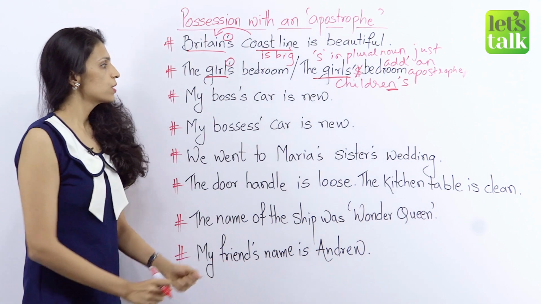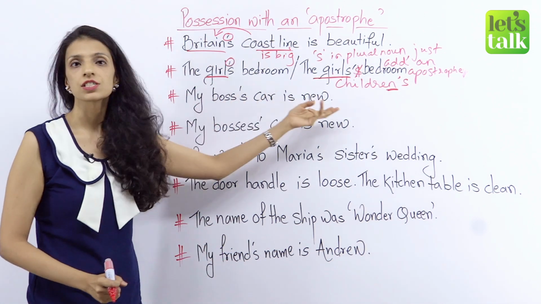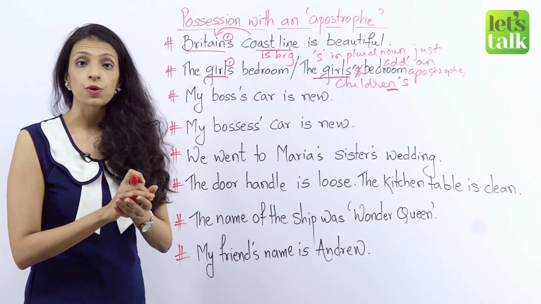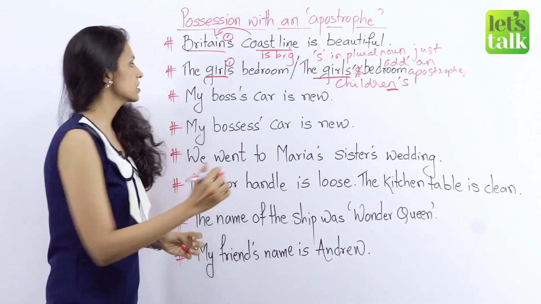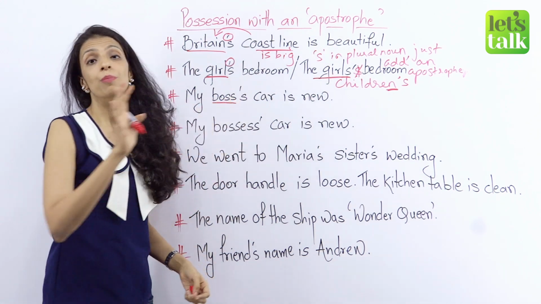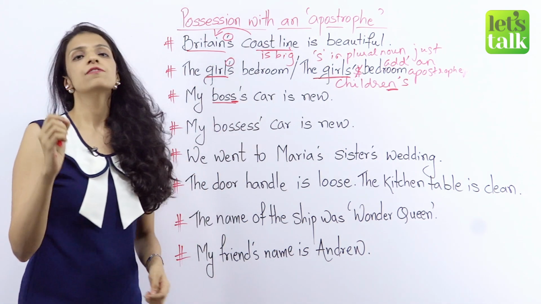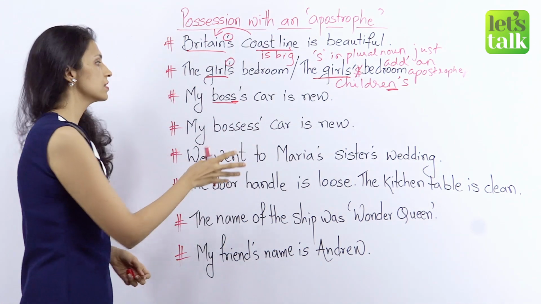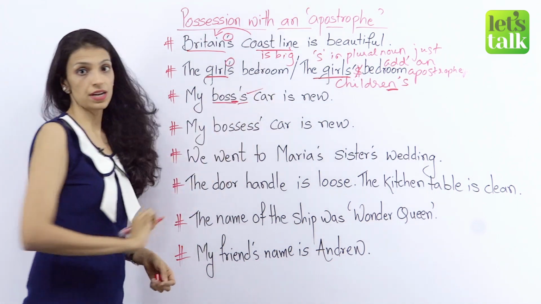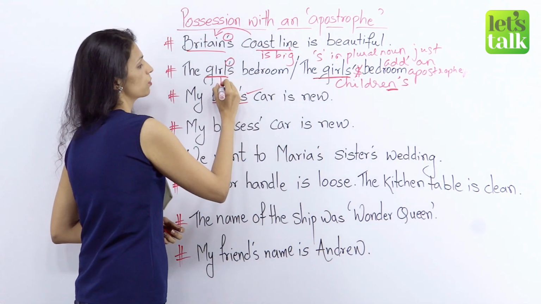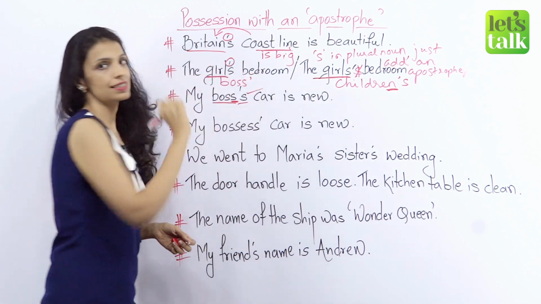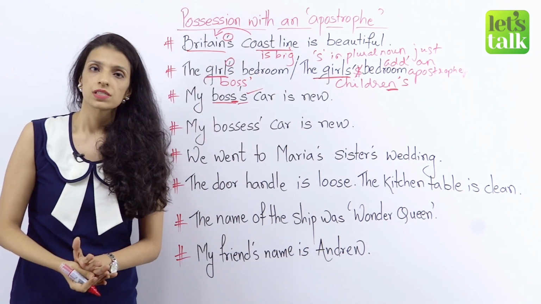Okay, now the next one is my boss's car is new. Here I'm talking about one single boss. It's singular, but the singular is ending in an S. So you have two schools of thought. You either say apostrophe S, this is correct. A lot of people would prefer writing it like this. But again, the choice is yours.